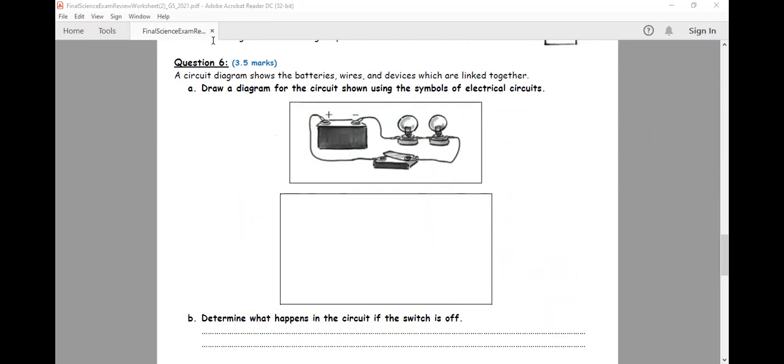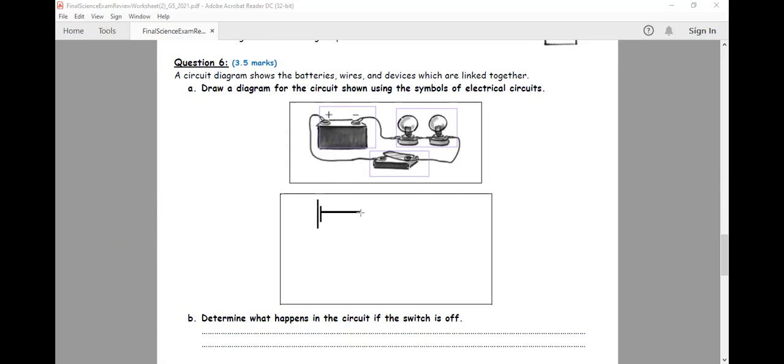Draw a diagram for the circuit using symbols of the electrical circuit. We have two light bulbs, a switch, and a battery. Okay, what should I do? First, draw a battery. How do I draw a battery? Make a long line and a small tall line. Right. Then, what do I do?